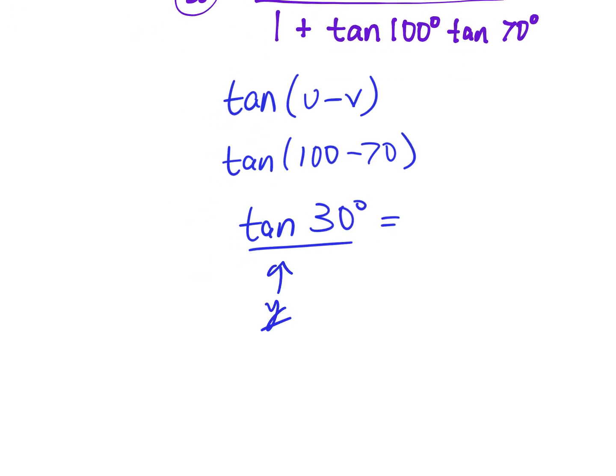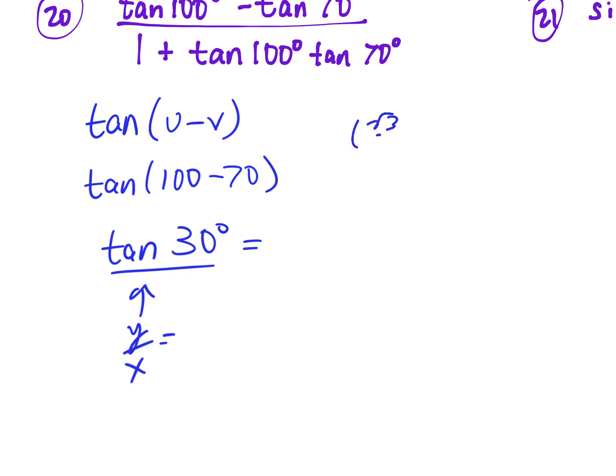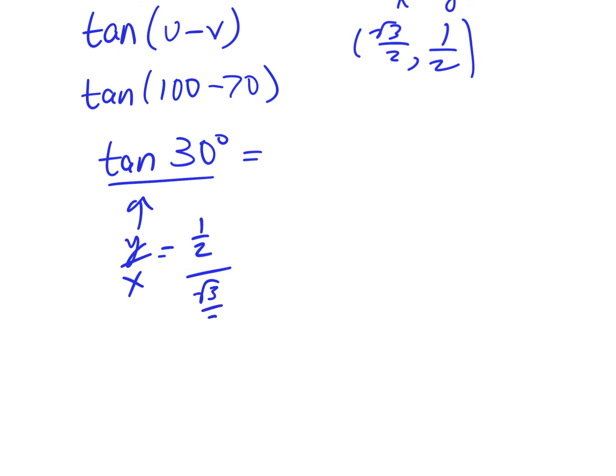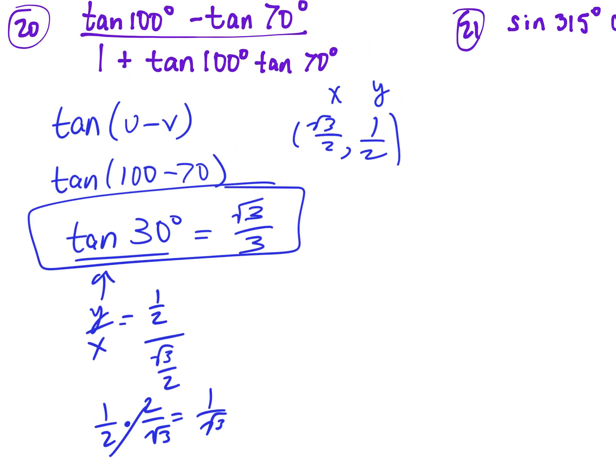And now you're going to tell me what it is. Tangent is y over x, correct? Well, what's the ordered pair at 30? Square root of 3 over 2 and 1/2. So I'm going to take y, 1/2 over my x, which is root 3 over 2, correct? Keep change flip, so 1/2 times 2 over root 3, 1 over root 3. What's my answer? Root 3 over 3. You got to rationalize. That's it. All right, scooting along, scooting along.